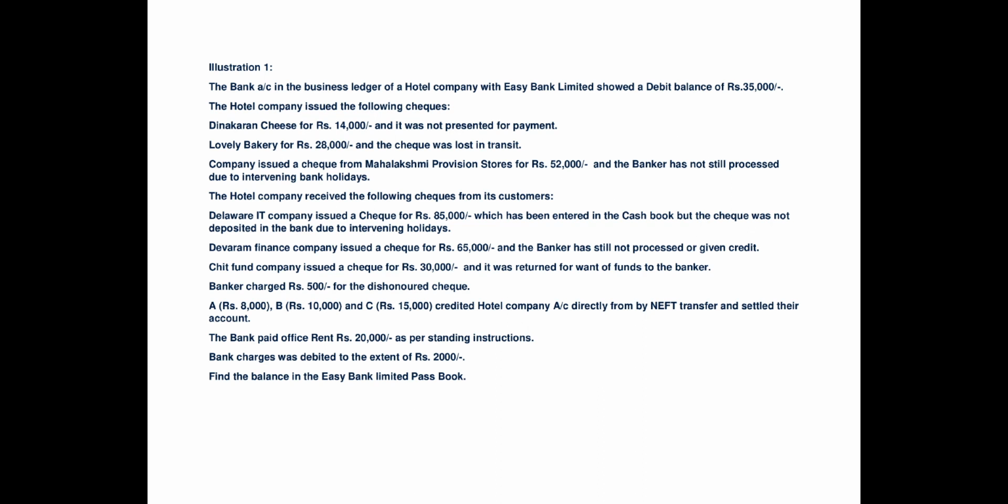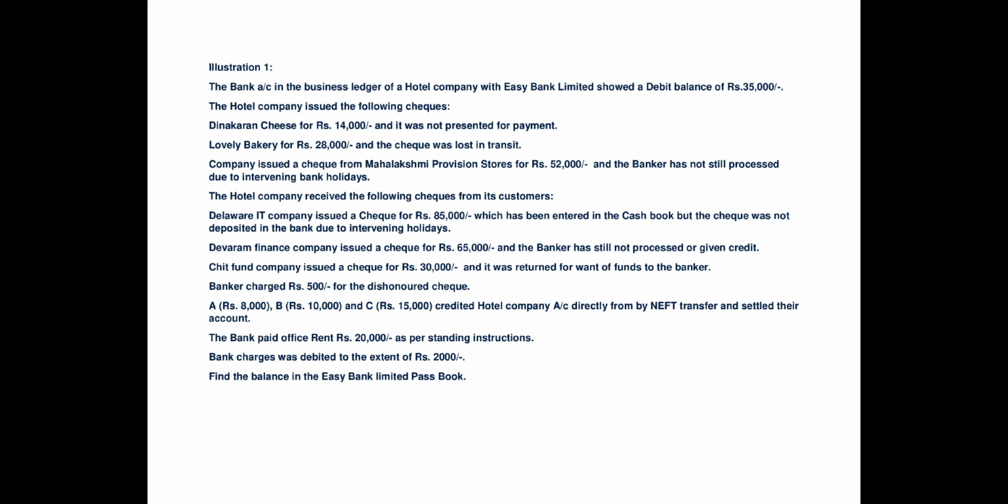Also, the hotel company received a check from Delaware IT company for rupees 85,000, which has been entered in the cash book, but it was not deposited in the bank. Devaram Finance Company issued a check for rupees 65,000 and the banker has still not processed it and given credit. Chit Fund Company issued a check of rupees 30,000, but it was returned for want of funds to the banker. In all these 3 cases, we have debited our account with 85,000, 65,000 and 30,000 respectively, but there is no corresponding credit in the bank account. This is known as unmatched debits.